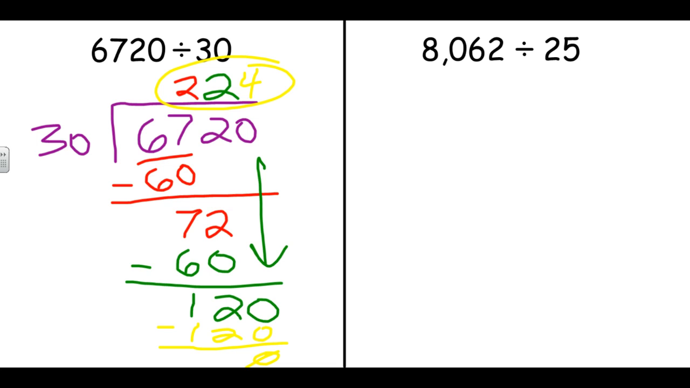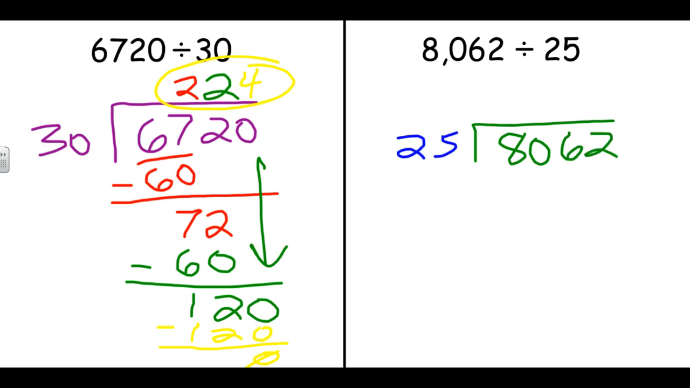Now for 8,062. Set up our division here. 8,062 is the dividend. 25 is the divisor. 25 goes into 80 3 times. And we can count with 25s. I like 25s because we can count with them like quarters. 3 times 25 is 75. Take that away, and we end up with 5 remaining.